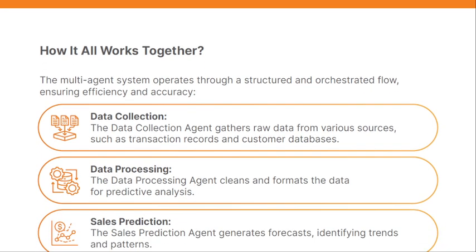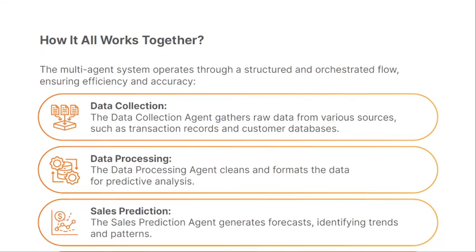How does it all work together? The multi-agent system operates through a structured and orchestrated flow, ensuring efficiency and accuracy. Data collection: the data collection agent gathers raw data from various sources.